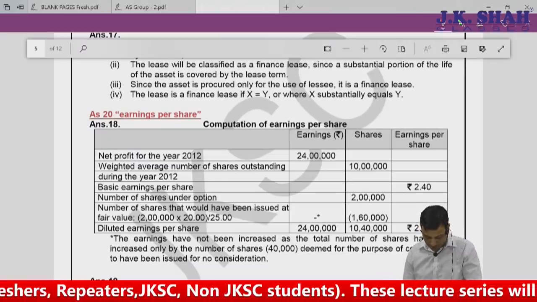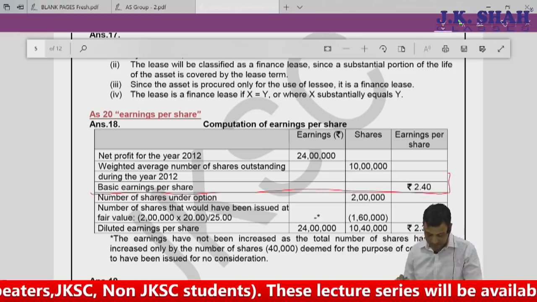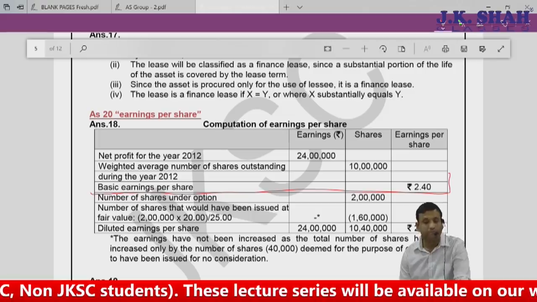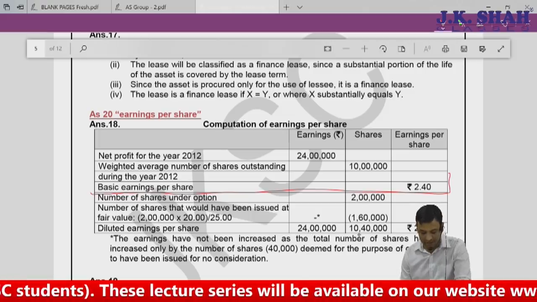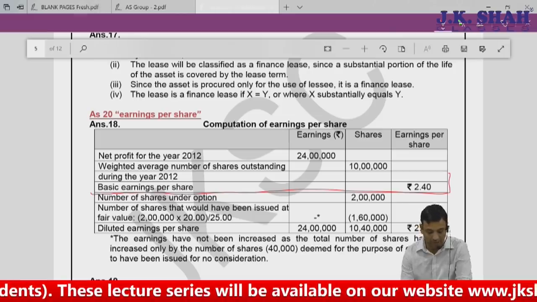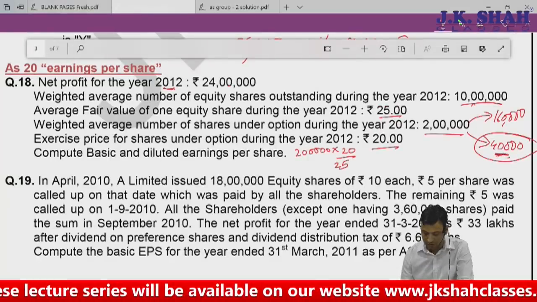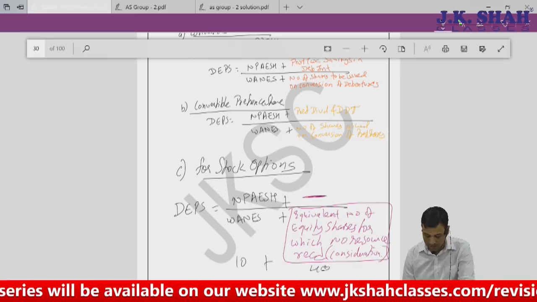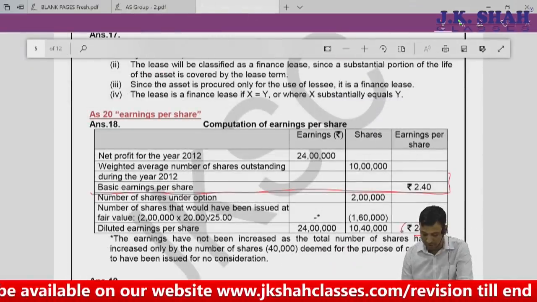24 by 10, that is 2.40, that is basic earning per share. Dilution, that will be nothing but 24 lakhs is 24 lakhs only. So this 160, that is nothing but 10 lakh 40. If you remember, this is where I found out your answer: 40,000. So weighted average number of equity shares is 10 lakh plus 40,000, that is 10 lakh 40, which gives 2.31.